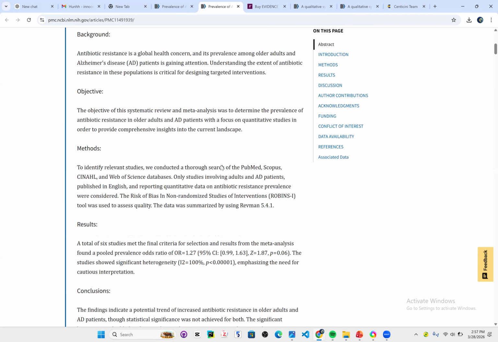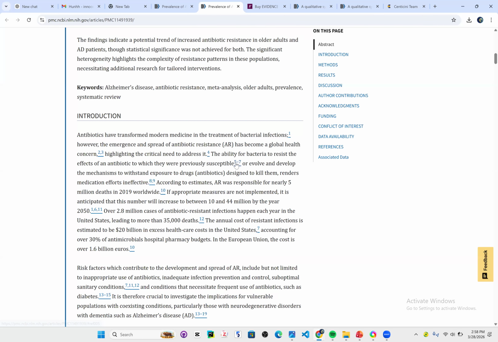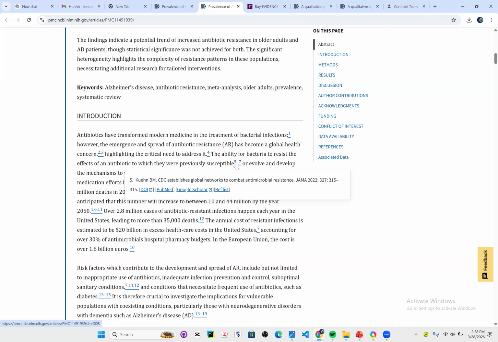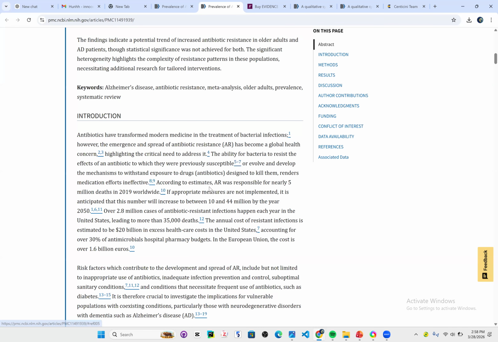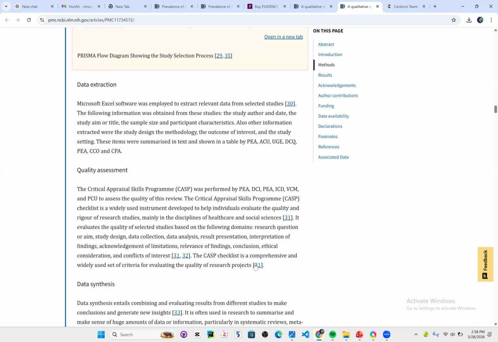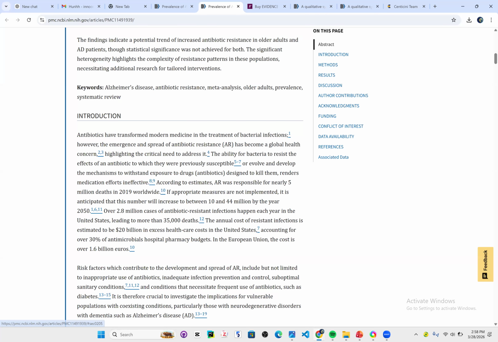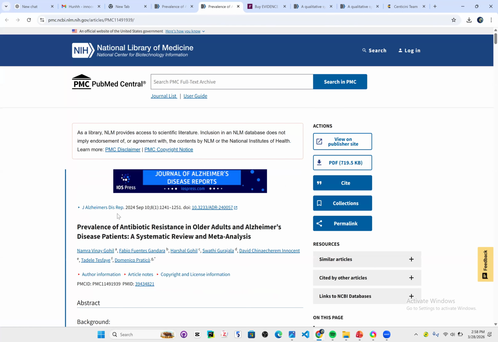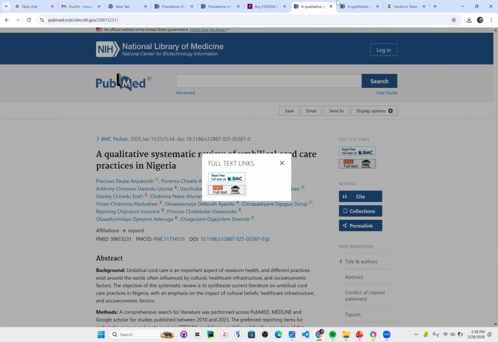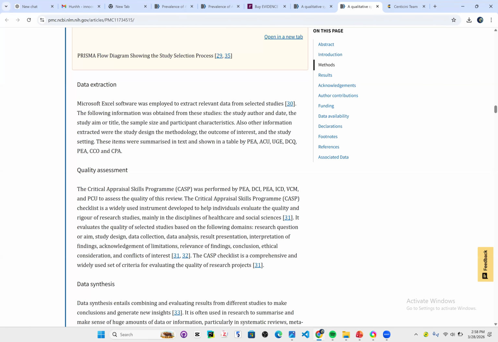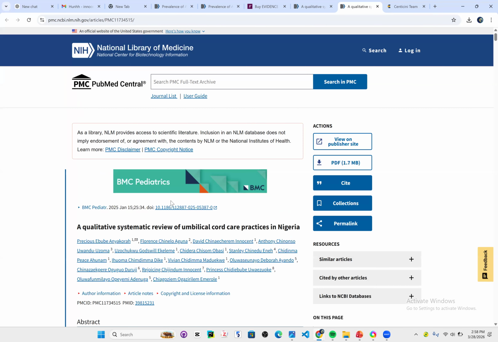So if you look at this paper now, you see that here the referencing style is superscript, okay? Chicago format, whereas this one is block, Vancouver format. So, a different journal. This is Journal of Alzheimer's Disease Reports. This is it, Journal of Alzheimer's Disease Reports. This is kind of Journal of BMC Pediatrics.